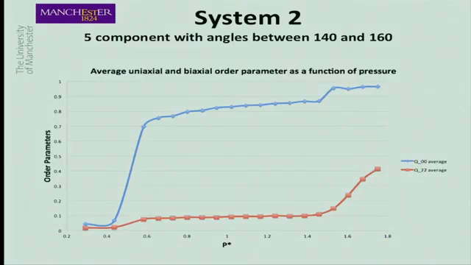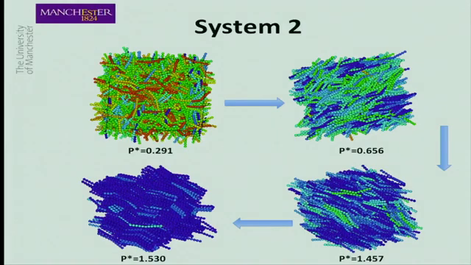So the 5-component system, this is just the plot of the order parameters as a function of the pressure. You can see that it quite soon rises to a nematic type phase, and then it comes up to a symmetric phase, and this is just it becoming crystalline. This can be seen in the images here, so you can see the transition.